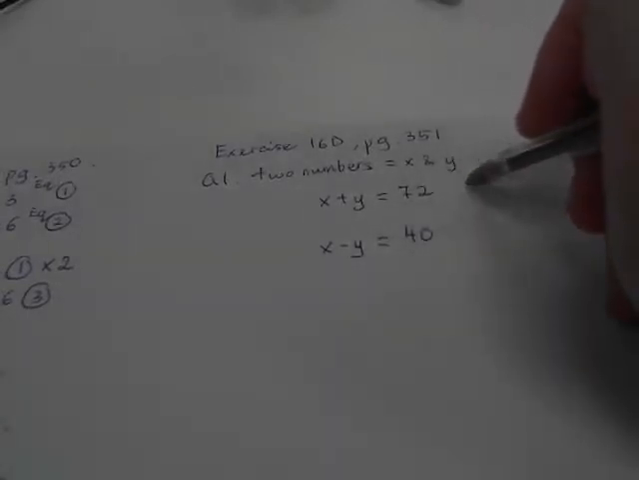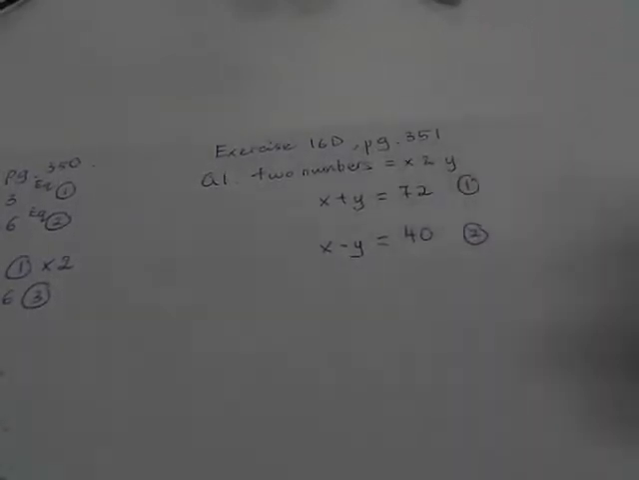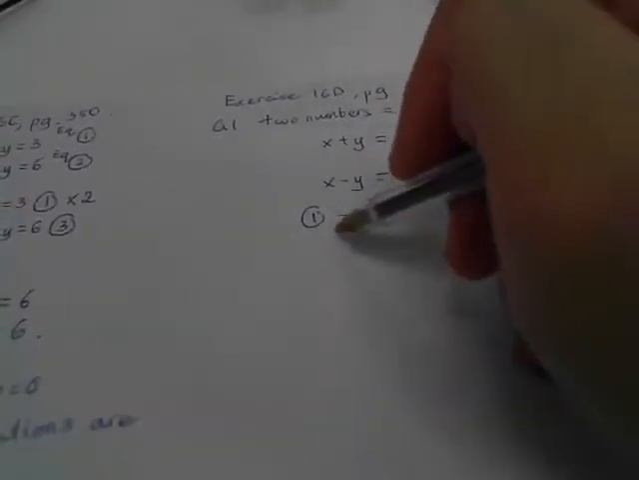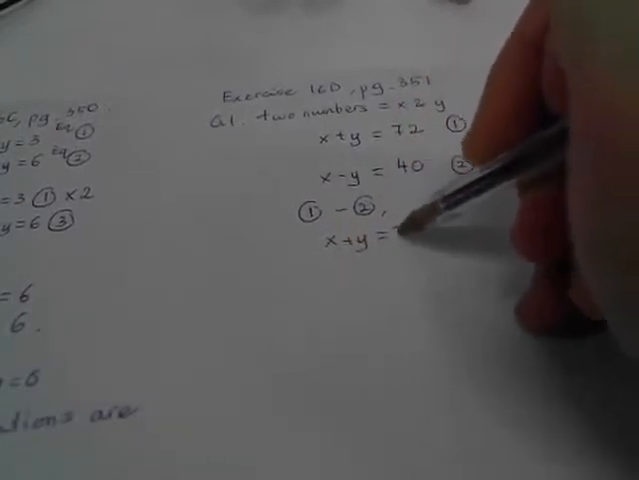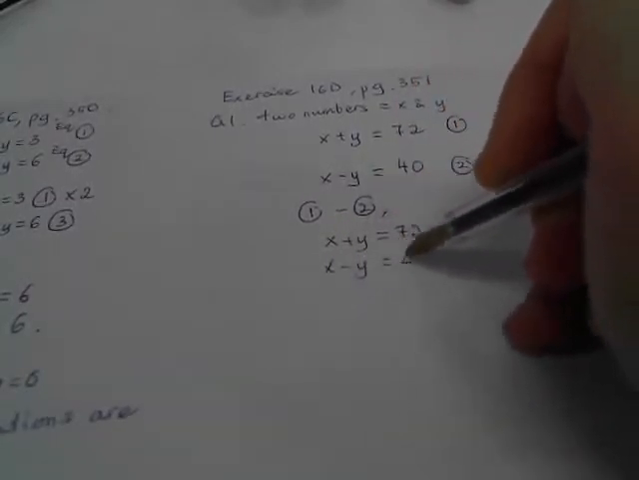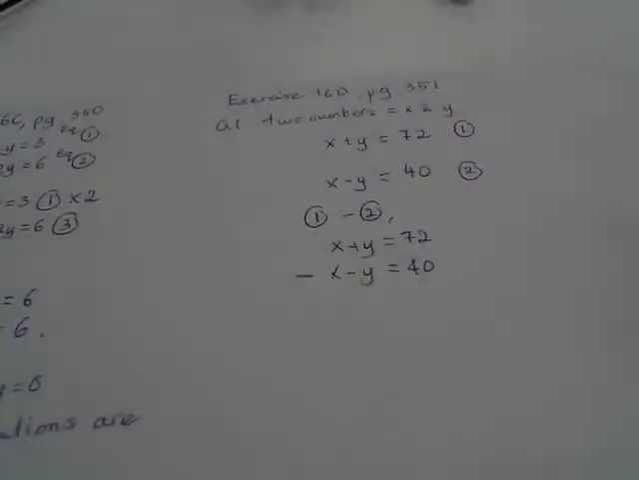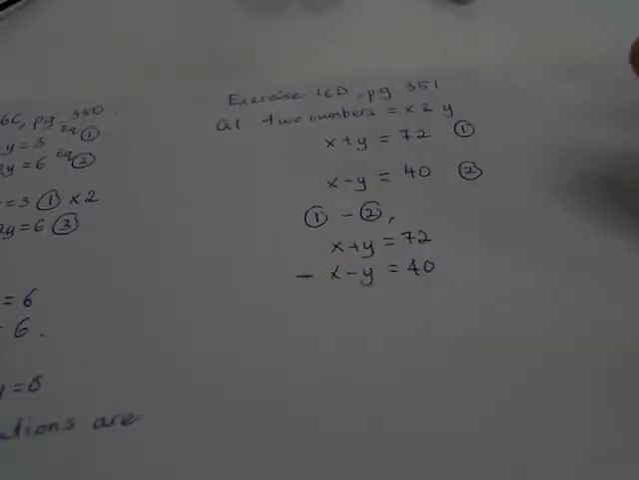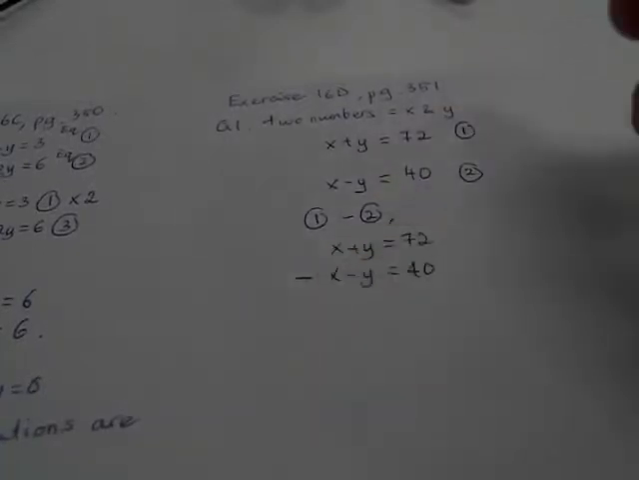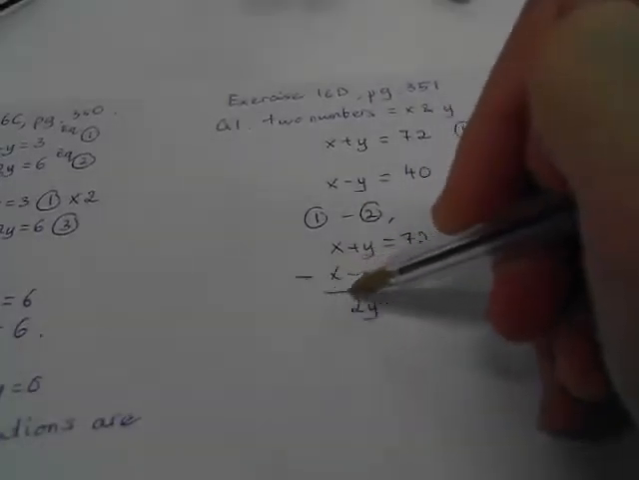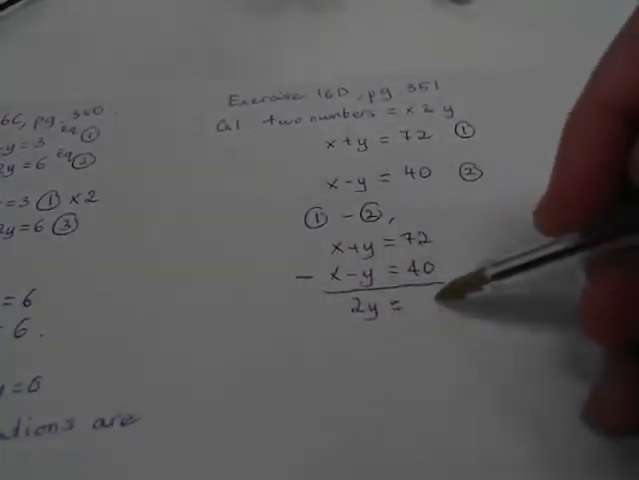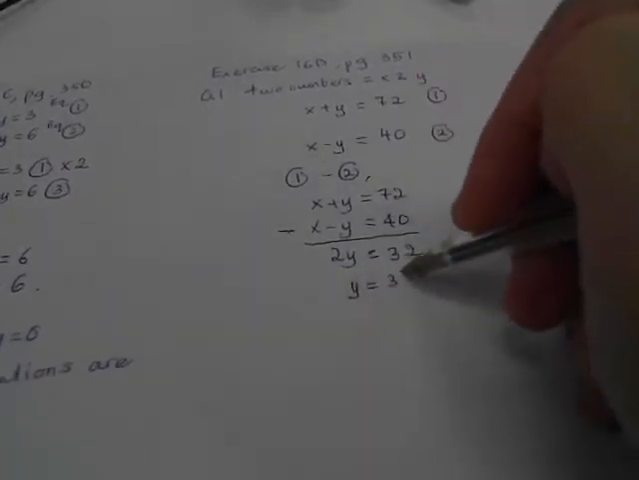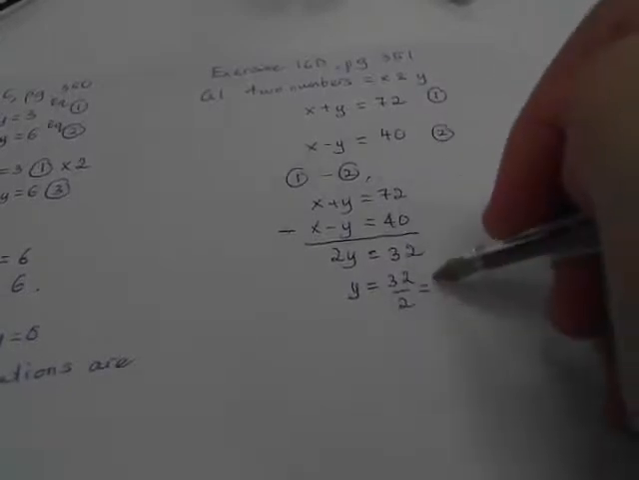So we have labeled this as equation 1 and equation 2. So therefore we will say equation 1 to equation 2. You will have x plus y equals 72, x minus y equals 40. We'll do it step by step. X minus x will give you 0. Y take away minus y will give you 2y. Is that correct? 72 minus 40 will give you 32. So therefore y is 32 divided by 2, that will give you 16.